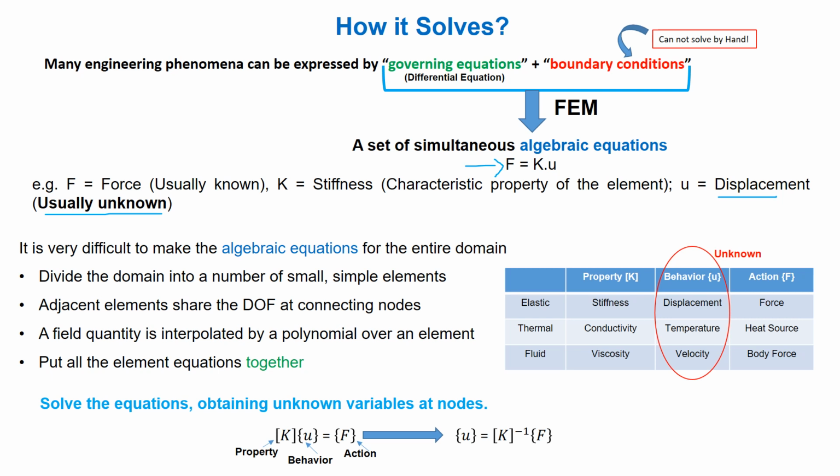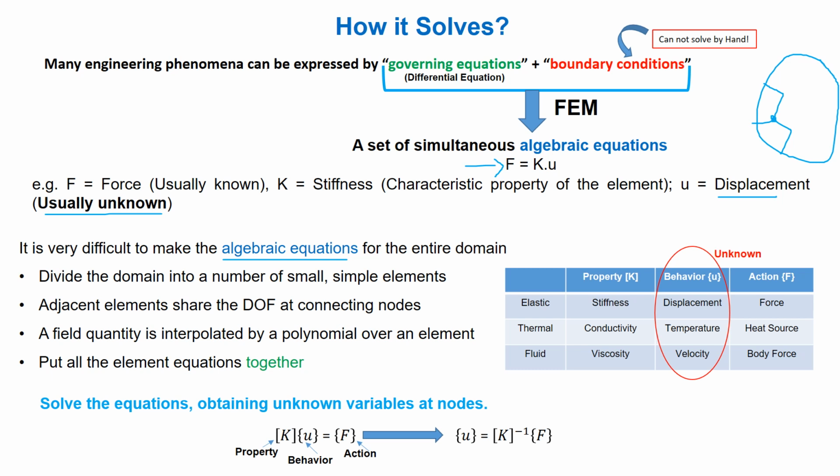This is usually unknown, so it is very difficult to make the algebraic equations for the entire domain. So, divide the domain into a number of simple elements like this. Adjacent elements share the DOF at connecting nodes, as we discussed in previous slides. These are the nodes and the DOF is there. A field quantity is interpolated by a polynomial over an element.